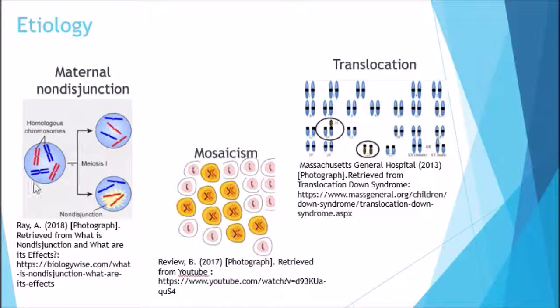As you can see, the chromosomes have failed to separate. The next image is of mosaicism. Mosaicism is when an individual has mixed chromosomal makeup. The orange in this image represents the trisomy 21 cells and the pink represents the normal cells. The last image is of translocation. In this situation, the 3rd copy of the 21st chromosome has broken off and attached to the 14th chromosome.